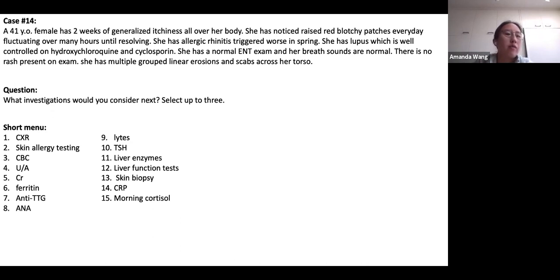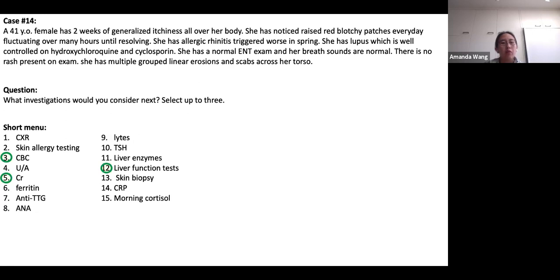And so in terms of what investigations would you consider next, we asked you to select up to 3. Paul, if you could hit next for us. And so what do we want to make sure it's not? With generalized pruritus, you want to make sure that there's nothing biliary or in the liver that's doing this. So liver function testing would be very reasonable, as well as a CBC and a creatinine, given her lupus history.